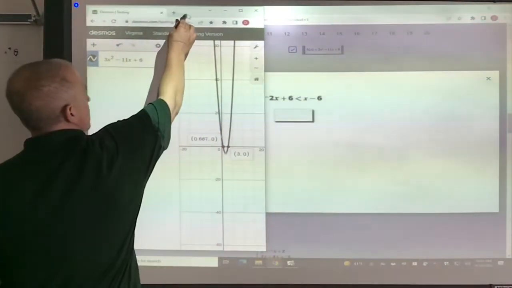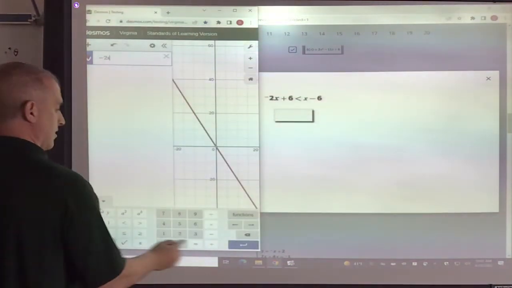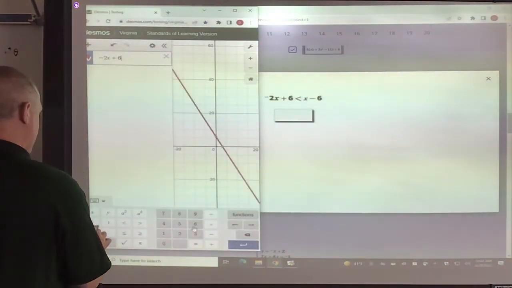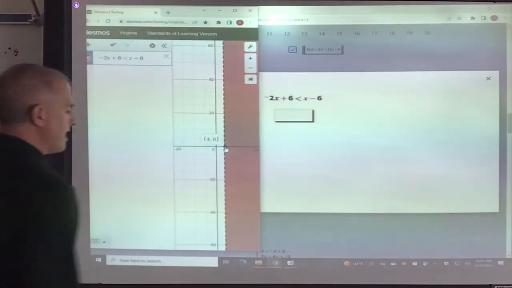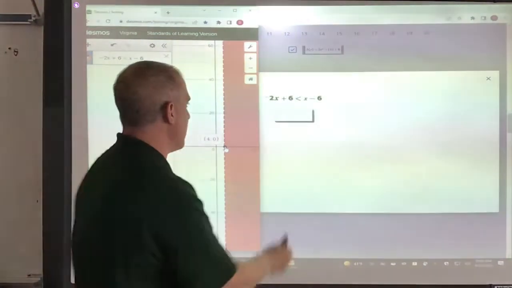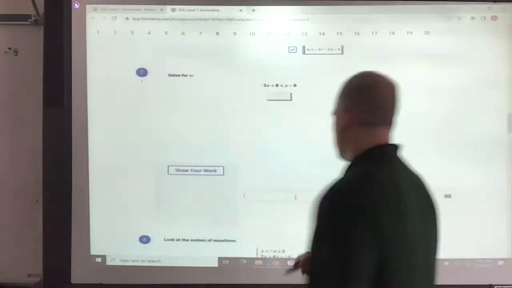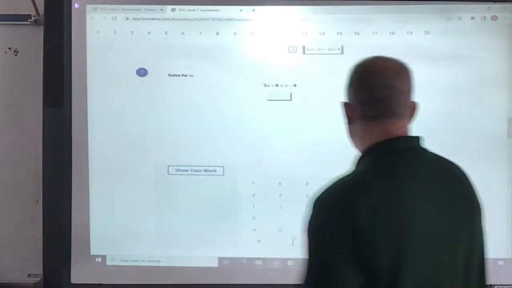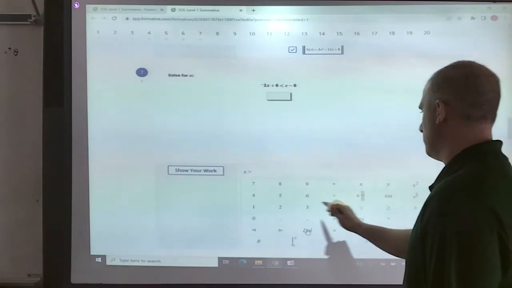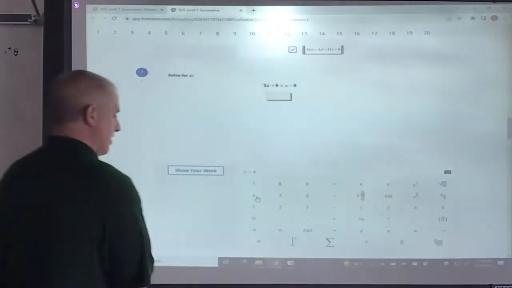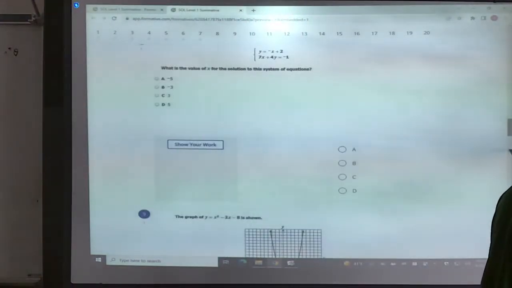So I got -2x plus 6 less than x minus 6. Okay, so I click there. It's all being shaded to the right. So what I would type in there is x is greater than 4. That is the reason why it was shaded to the right.